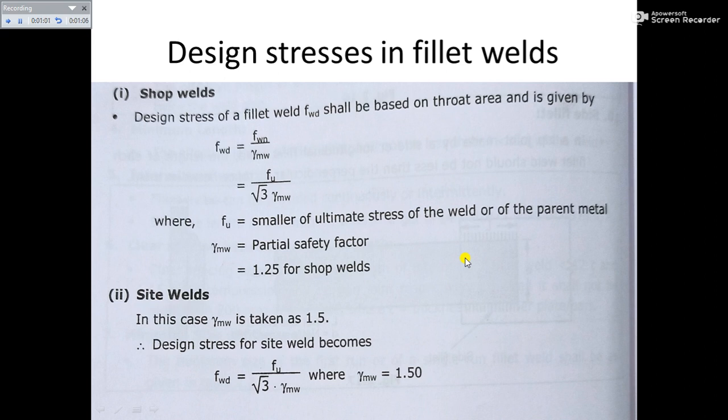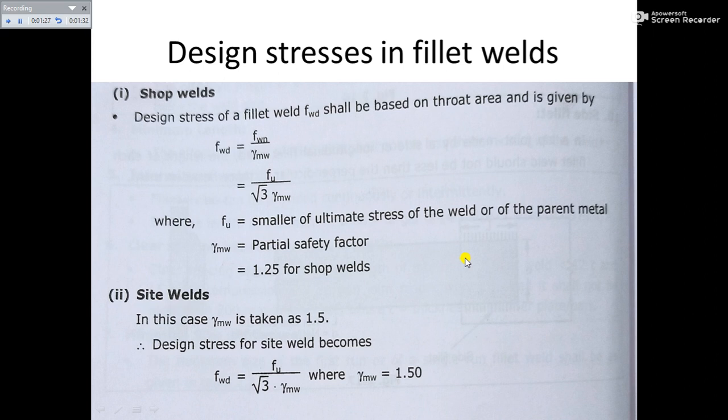So while designing, stresses in fillet weld, it is nothing but a lap weld. Lap weld is nothing but when two plates are overlapped on each other and then welding is provided. Then such type of weld is known as fillet weld. To make this fillet weld, we are having shop welds and site welds.